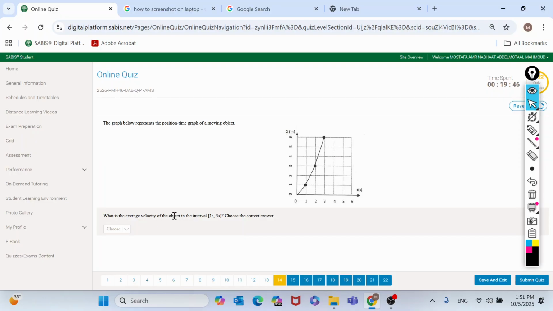The average velocity of the object in the time interval 1 second to 3 seconds. Okay, so they want between 1 second and 3 seconds. So x final 6 minus 1 x initial over t final minus t initial. So 5 over 2, so it's going to be equal to 2.5.